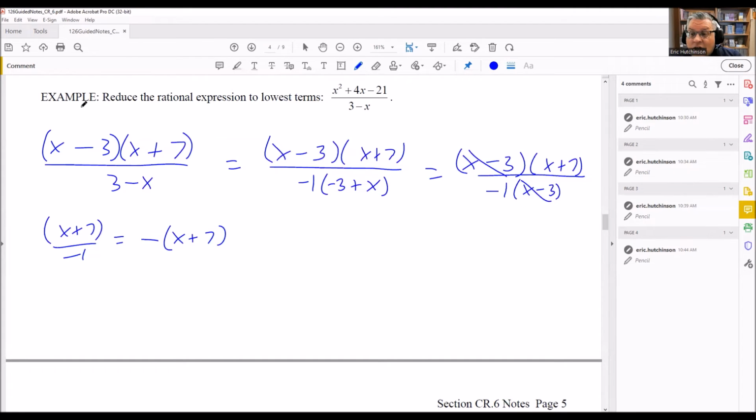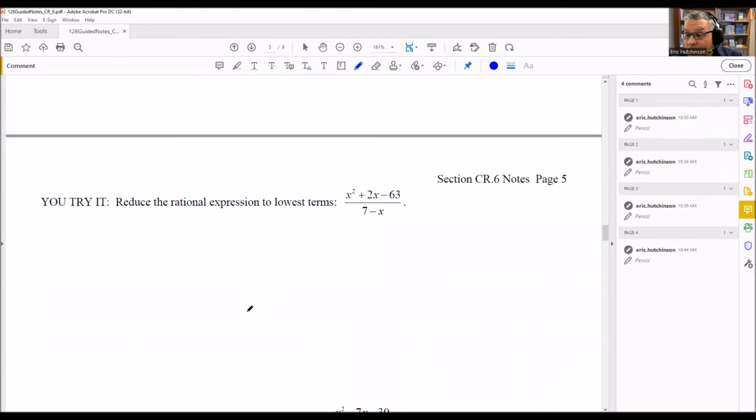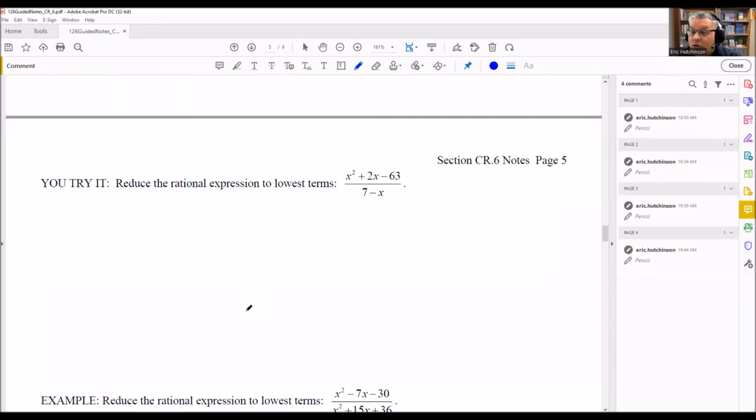Whenever you see two things being subtracted that are the same two things, just reversed like that, you can always use the same strategy where you factor out a negative 1. That's going to switch the order for you and allow you to do more with canceling. Let's do another one where we do something similar.